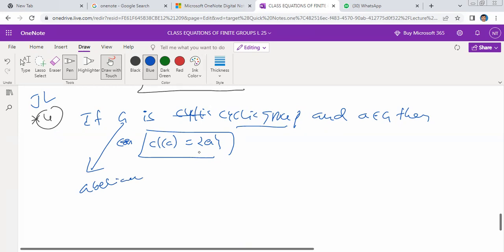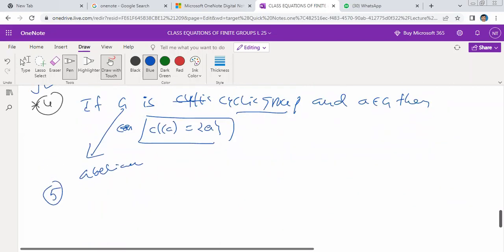Next, what is the conjugate class of an identity element E in any group? E itself. Yes. I'm not asking for abelian. If G is a group, just any group, then what is the conjugate class of identity element E? It will be E for any group.